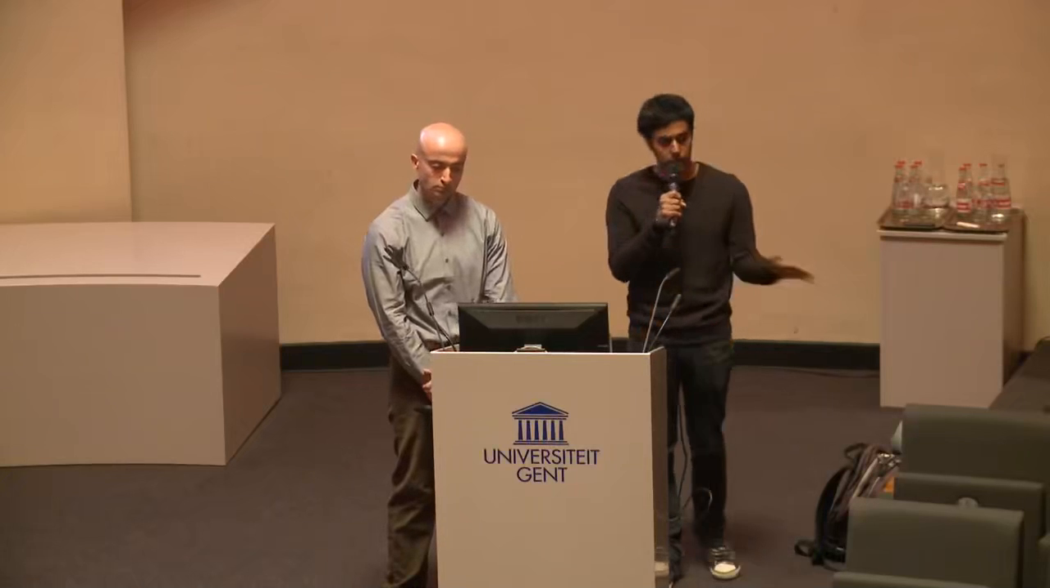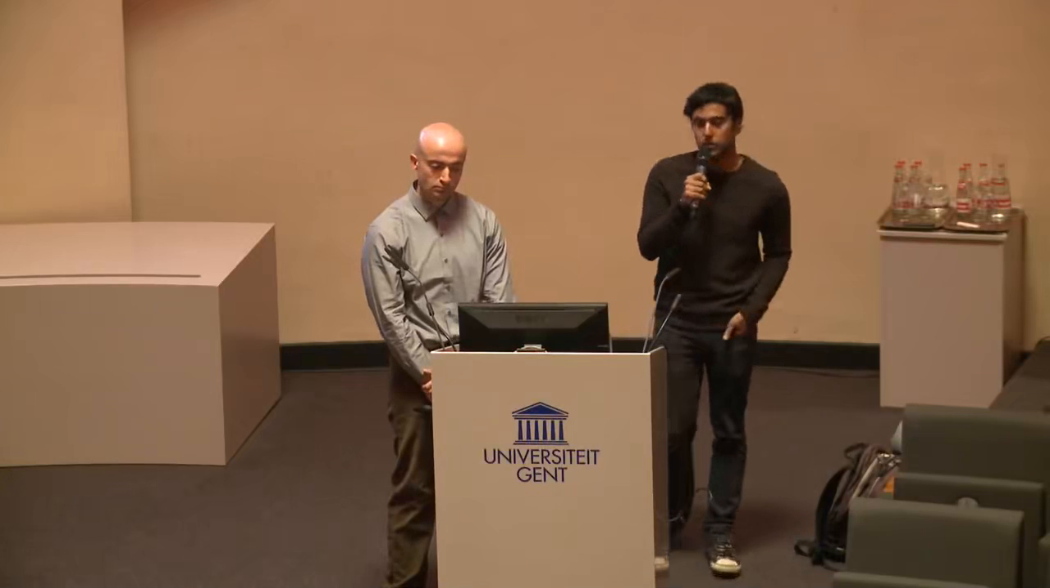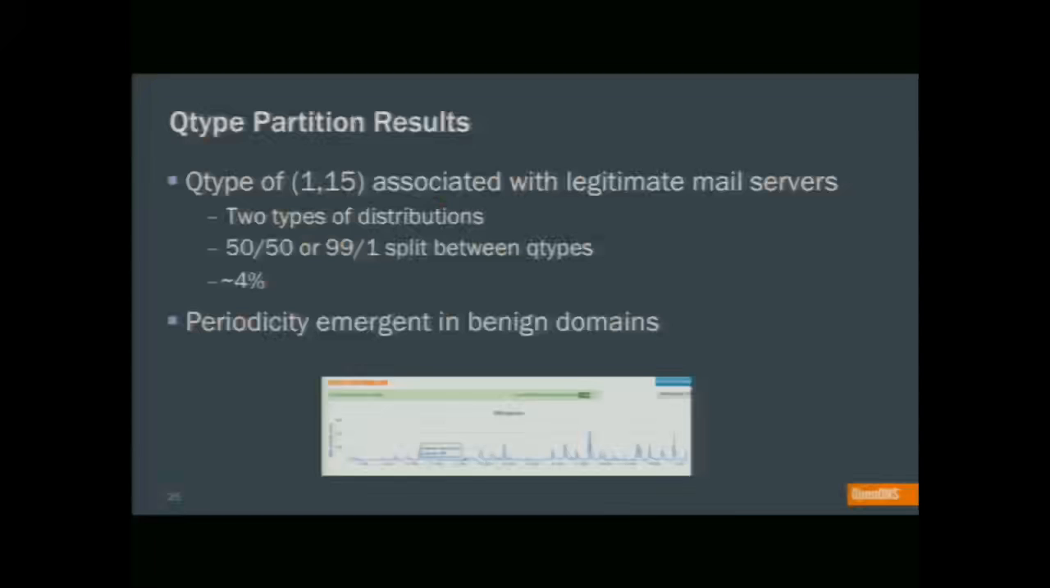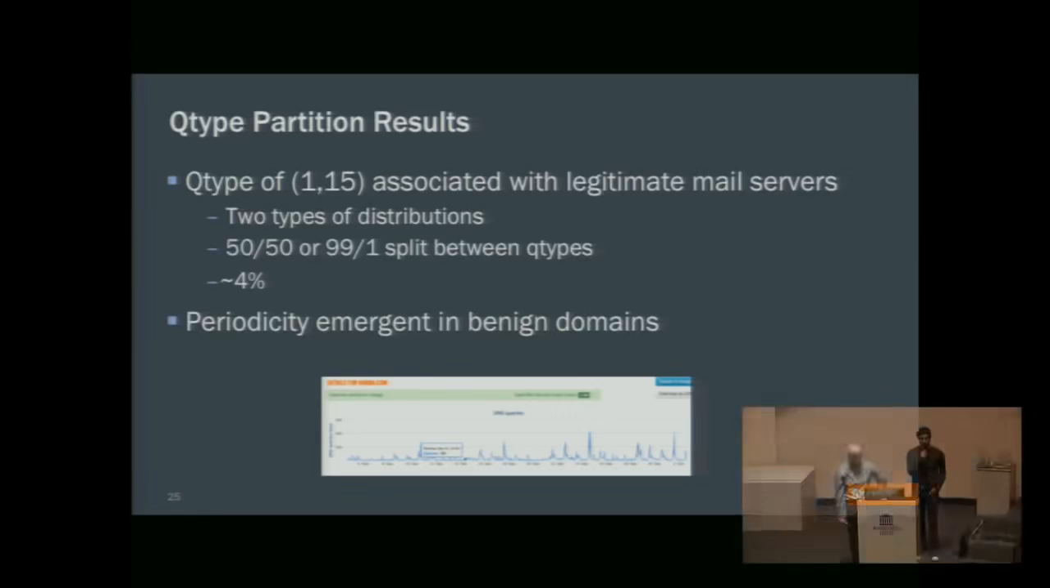And even within this legitimate class, there were 2 types of distributions. For example, you could have a domain that spiked to say 100, and then 50% would be of DNS Q-type 1, and 50% would be of DNS Q-type 15. And then there was also the 99-1 split, where 99% was of Q-type 1, and 1% was of Q-type 15. And this just accounted for 4% of all spiked domains.